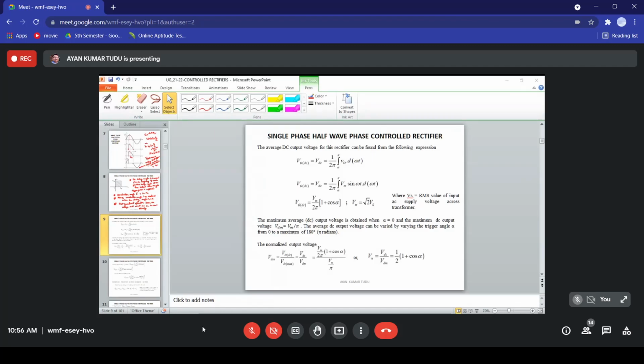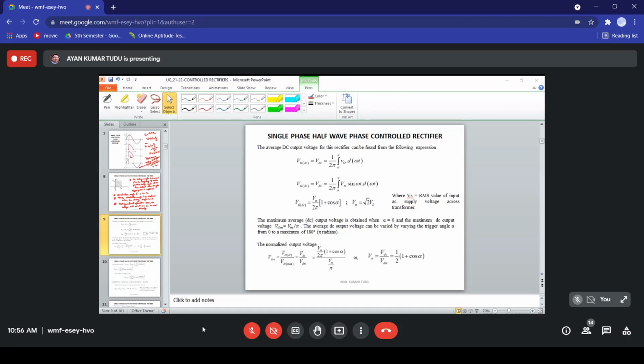And what about the normalized output voltage? The normalized output voltage is written as V0 DC by VDC max, which is equal to V0 DC by Vm by pi. The solution of that gives us 1 by 2 into (1 plus cos alpha). From this, we can easily find out how the output voltage changes with respect to alpha.